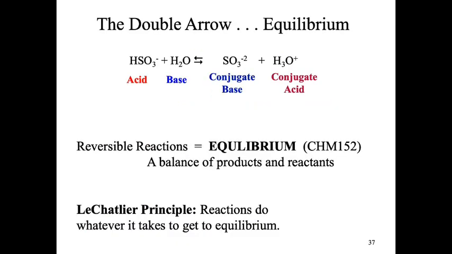Okay. So let's push that double arrow a little bit. That double arrow is an equilibrium arrow. And what that's referencing is reversible reactions. A reaction can go forward just as well as it can go in reverse. When you put on your shirt, could your shirt also come off? Yes, it can. Okay? Yes, it can come off. Both of those things are possible when we're looking at chemical reactions.